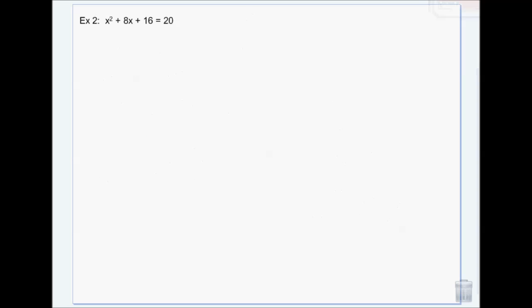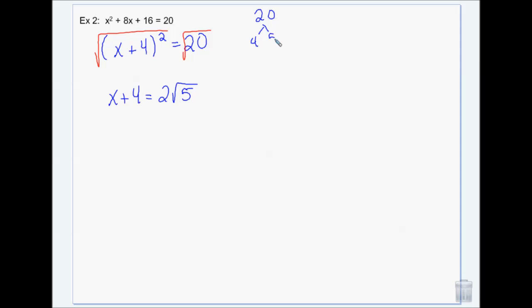Yeah. Okay, again, perfect square trinomial. And I know that because the square root of 16 is 4, times 2 is 8. So this is going to be x plus 4 squared equals 20. And then I'm going to take the square root of both sides. And I'm going to get x plus 4 is equal to 2 times the square root of 5. And the reason I knew that is 20 is 4 times 5, and 4 is 2 times 2. So perfect square.